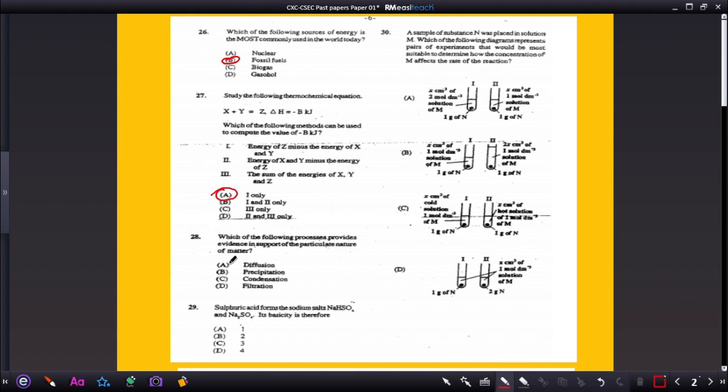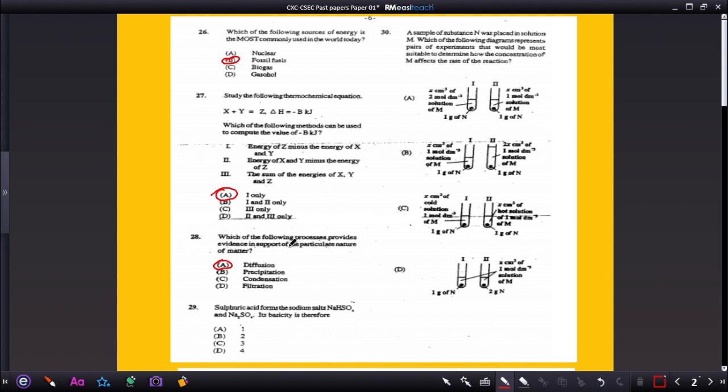28. Which of the following processes provides evidence in support of the particulate nature of matter? That's diffusion. You remember the experiment about the ammonia and hydrochloric acid, where you put one at one end of the tube and the other at the other end, and the two gases come together and form a white solid on the glass container. That's the diffusion process, and that experiment alone accounts for about two or three points of the particulate theory of matter.